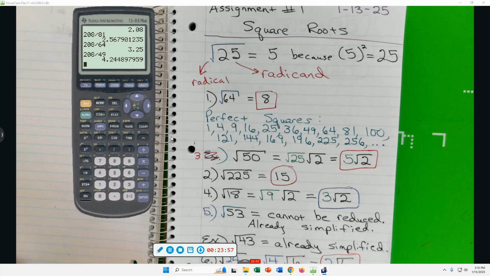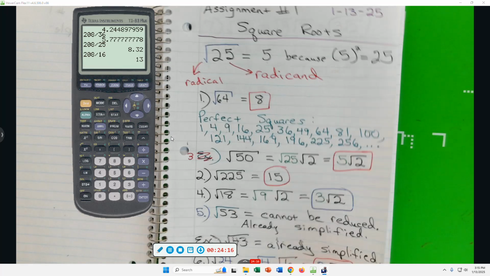49? No. If I get all the way through and don't find one, then you choose the already simplified. 36? No. Wow. Definitely not 25. 16? Oh, there it is. 16 times 13.